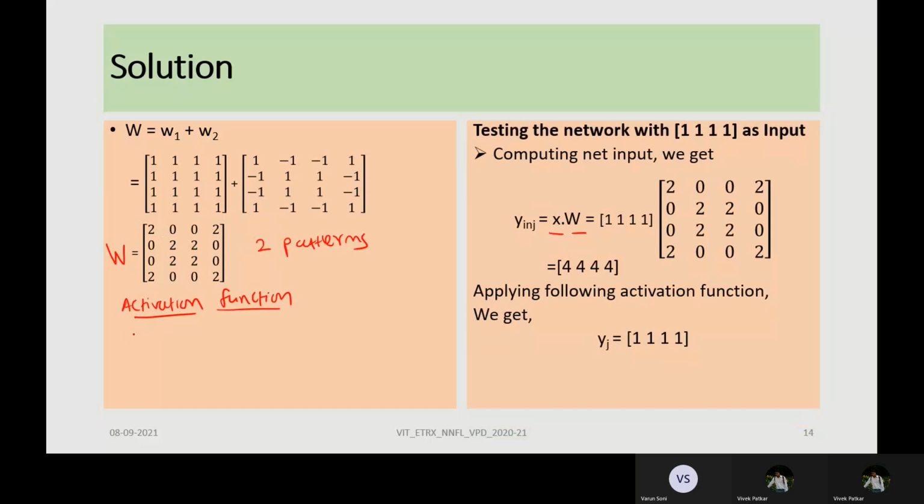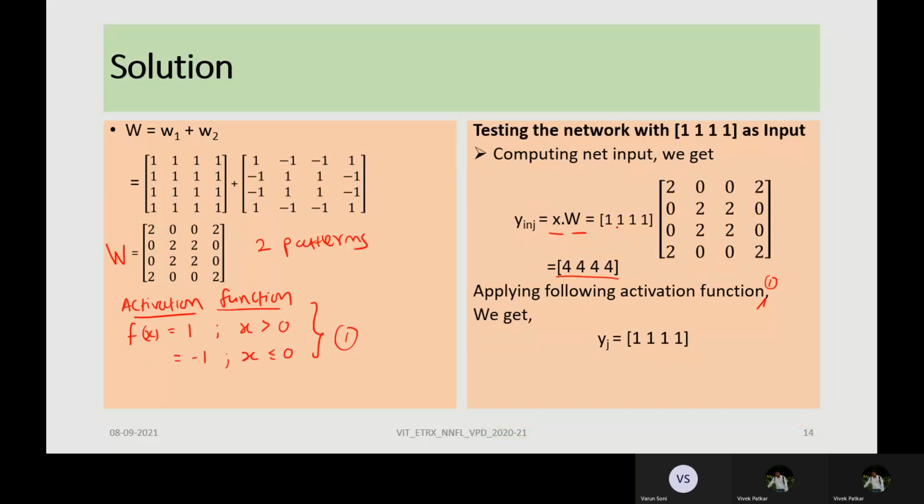Here you mention it. F of x is equal to 1 when x is greater than 0, and f of x is equal to minus 1 when x is less than or equal to 0. Clear? And call this activation function equation number 1, which we are going to use always. Clear? So I got this, and when I apply activation function 1, I get 1 1 1 1.